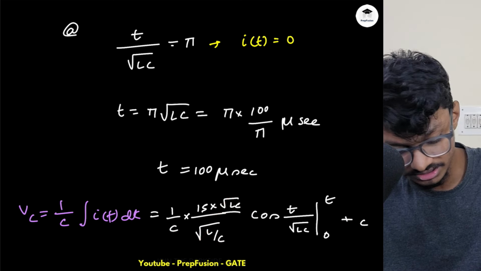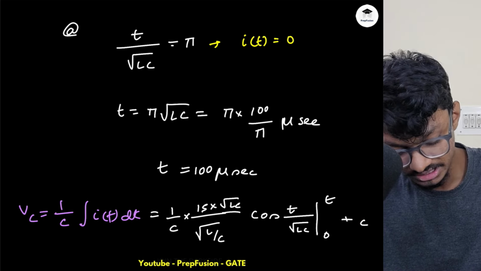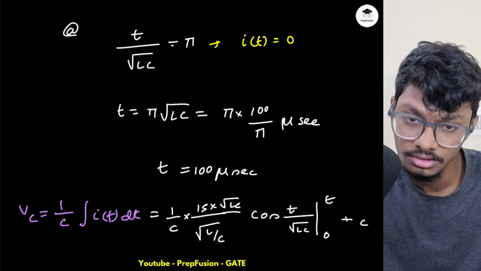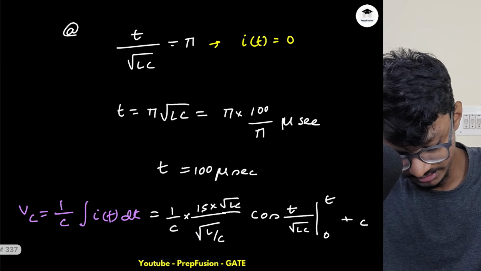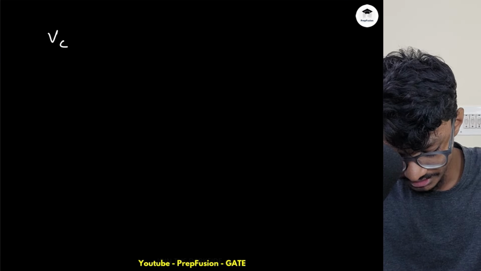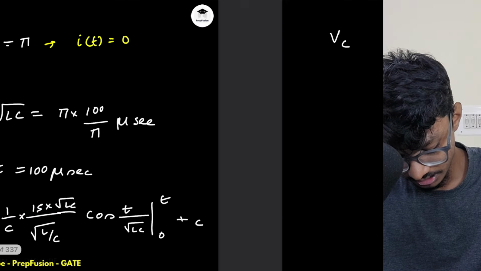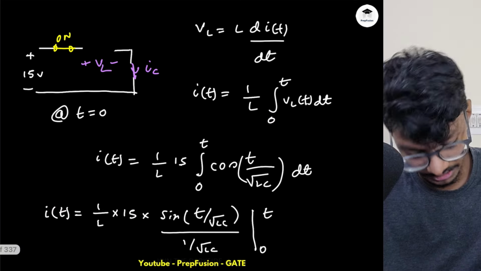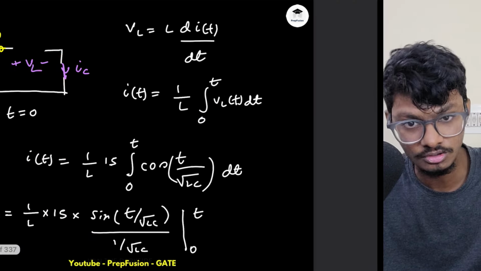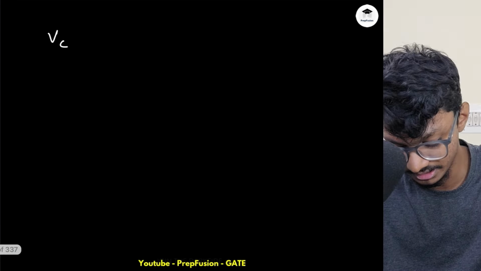And I have added a constant, right? I have added a constant C. Why? Because at T equals 0, the current is 0. So that I have to take care of. I will explain what I mean by that. So VC at T equals 0, the VC of T is 0. Sorry, not the current. Current is 0 also, and the voltage across the capacitor is also 0 because we replace it with a short circuit.